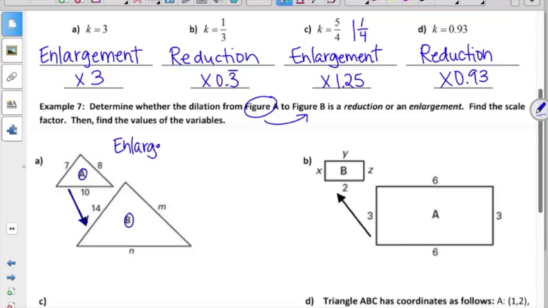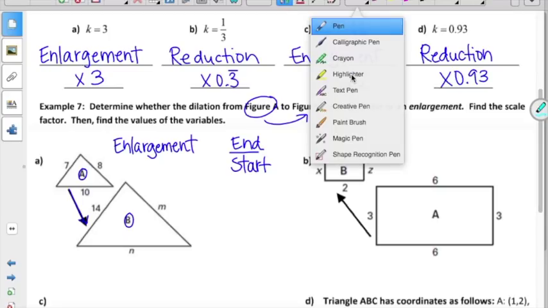End over start. So which one did we end at? Which one did we start at? Well, we ended at 14, and we started at 7. And we can tell because of the arrow. We went from A to B. So our scale factor is 14 over 7, which we must simplify. Our scale factor is 2.